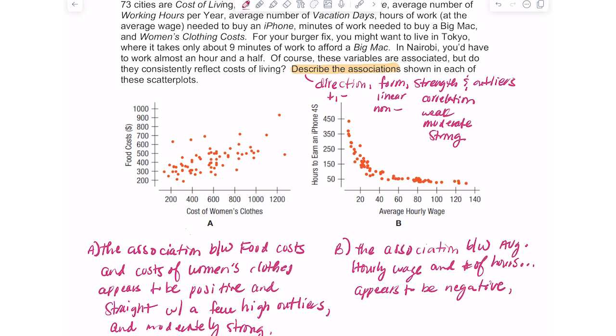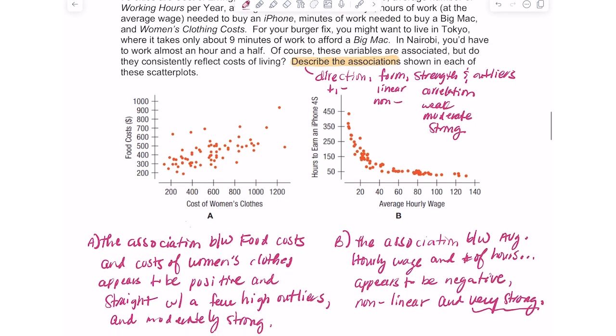I would say this is non-linear. Definitely there's a curve or a bend there, and it's very strong. However, this very strong may not be very relevant because we don't have a linear association. But we're going to talk about that. There definitely is a very strong relationship between average hourly wage and hours to earn an iPhone 4S.